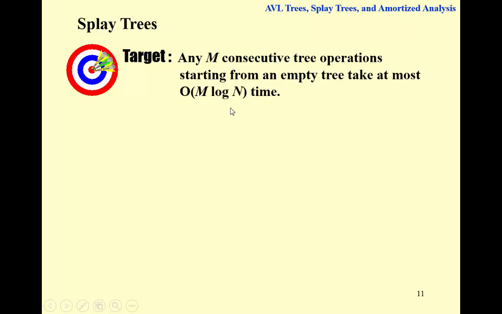Let me ask this question first. Is AVL tree a kind of splay tree? And the answer is certainly yes. Because if we have an AVL tree, every operation, no matter what that operation is, the time taken to do that operation will be big O of log n, because the tree height is guaranteed to be big O of log n. Certainly for sure, given m consecutive tree operations, the total time will be big O of m times log n. So if we have an AVL tree, we have a splay tree, but not the other way around.